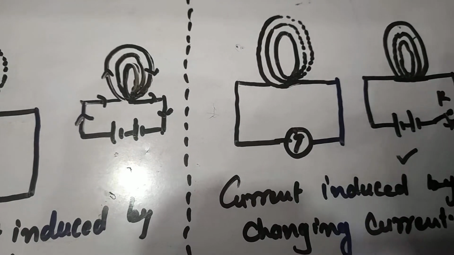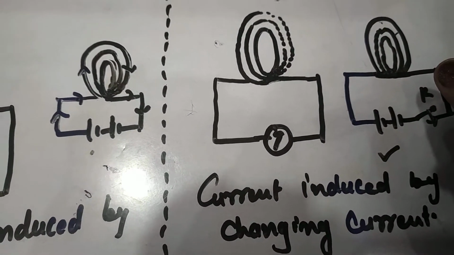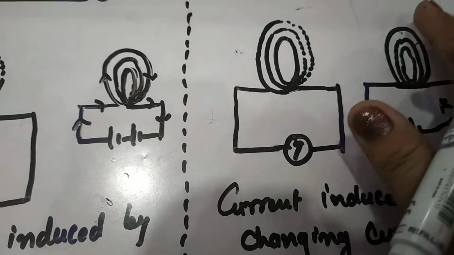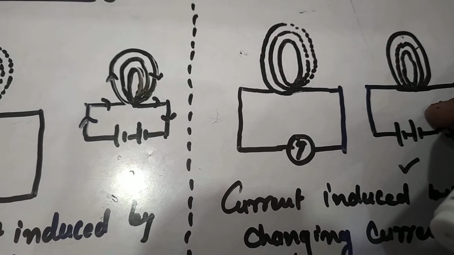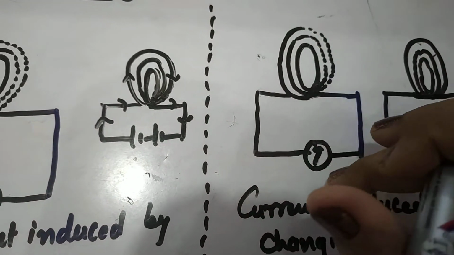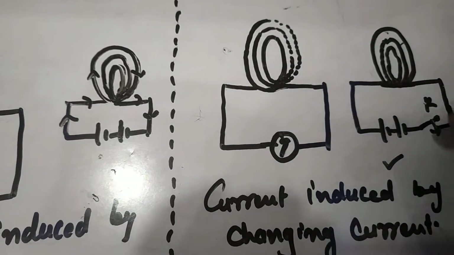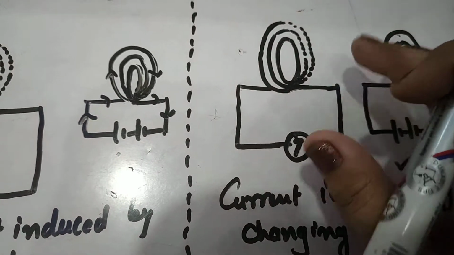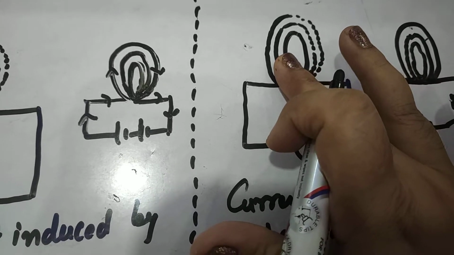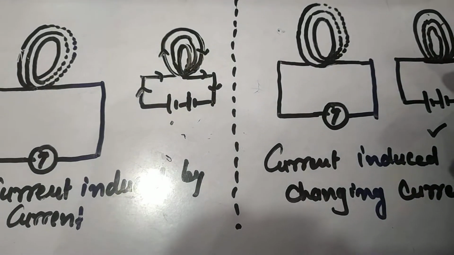Since there is no change in the strength of the magnetic field, no deflection is observed. Similarly, when we switch off the key, the current immediately changes from maximum to 0, so the magnetic flux changes from maximum to 0 and deflection is observed. But when we keep it off, the magnetic field associated with this is 0, and hence no deflection is observed.